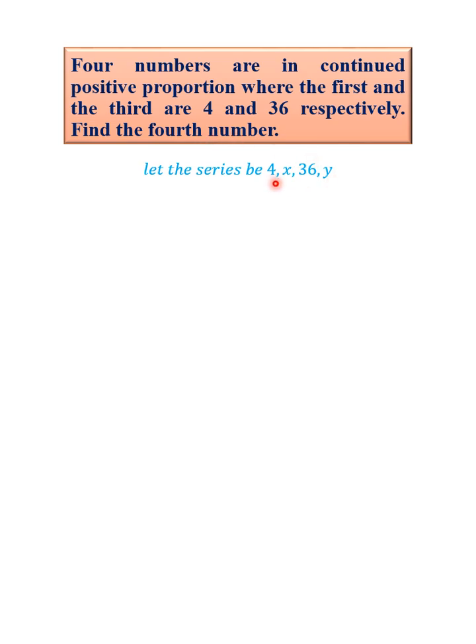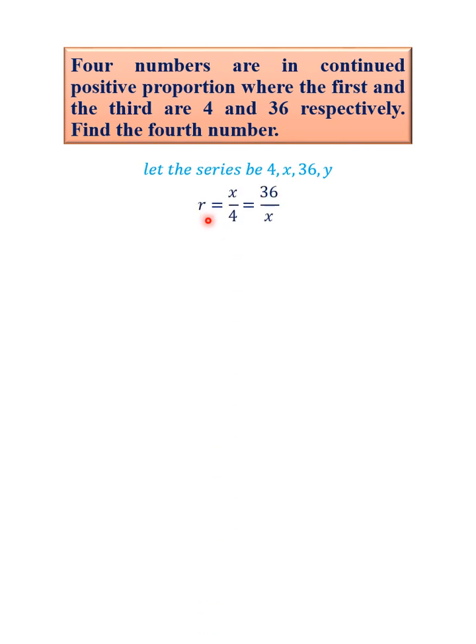So the series is 4, x, 36, and y. Where x and y are unknown, we only know the first being 4 and the third being 36. Another thing we know from the question is that the numbers are in continued positive proportion. By proportion, it means the division between a term and another is equal to the same kind of division between another term and the other. In other words, the common ratio in this series is positive, and that gives us the idea that it's going to be a geometric progression.